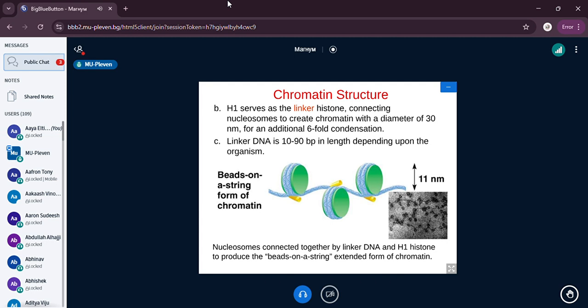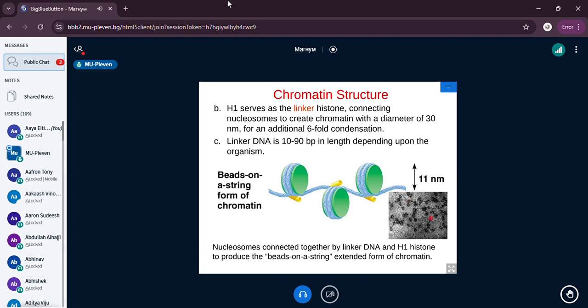What's the role of H1? H1 serves as the linker histone, links the nucleosomes, and connects them to create chromatin with a diameter of 30 nanometers for an additional 6-fold condensation. The linker DNA has different length, 10 to 90 base pairs, and depends on the organism.